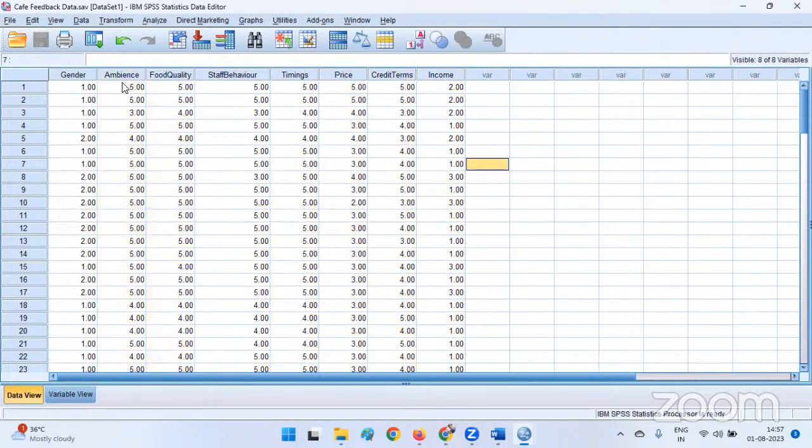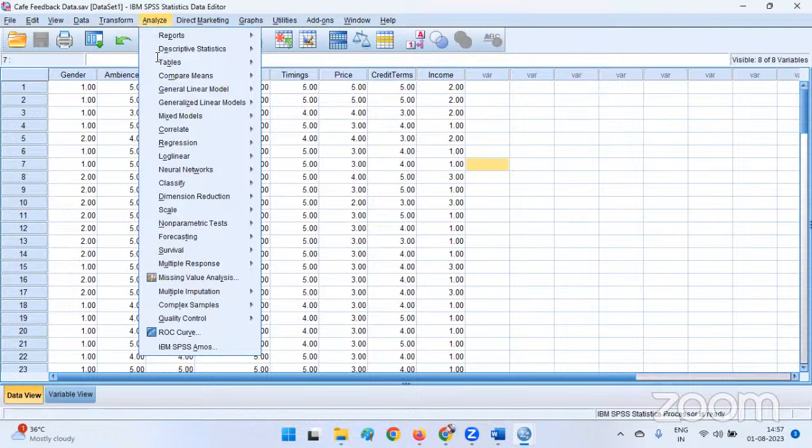Even if we do it in one go in SPSS, all the results will be displayed separately. So now what are the commands in SPSS? Suppose we go to Analyze; all the statistical commands are there. Whatever statistical technique we want to apply, the commands are in the Analyze tab.